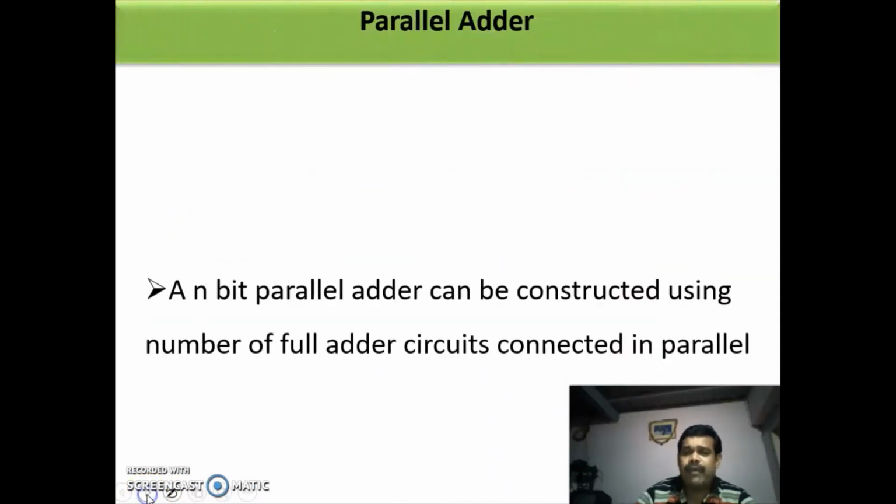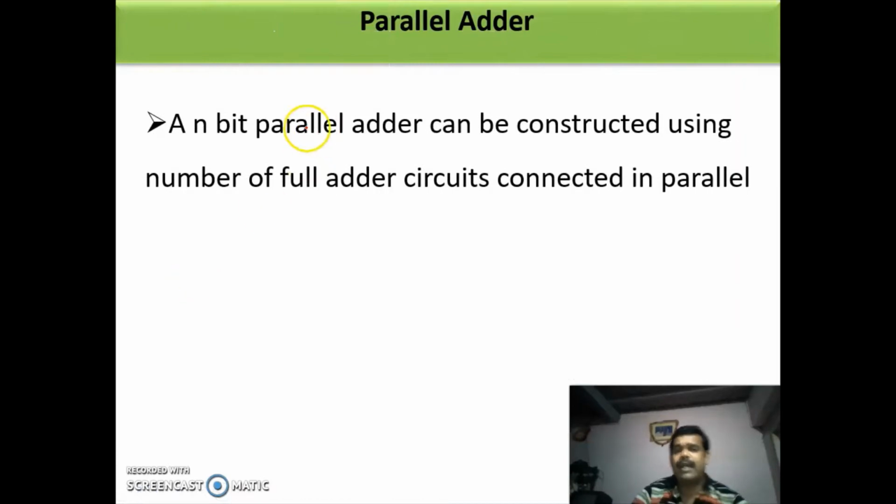Now we are going to the parallel adder. An n bit parallel adder can be constructed using n number of full adders connected in parallel. If you connect 5 full adders in parallel, then it will become a 5 bit parallel adder.